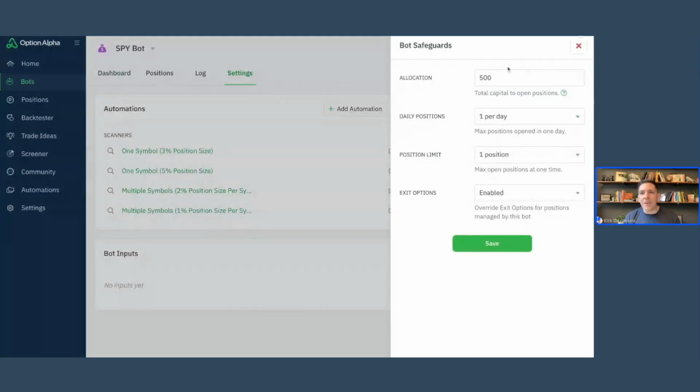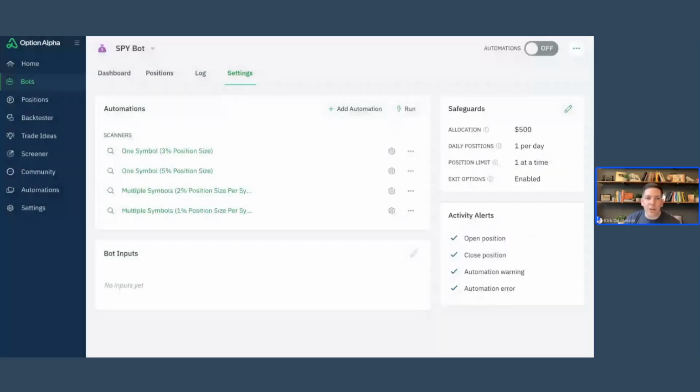And that would be $500 max for that one position of risk. So here's what we're going to do. I have a couple automations here that I built that are just used for testing as we go. They're not meant to all be run at the same time or anything. Notice I have automations off.